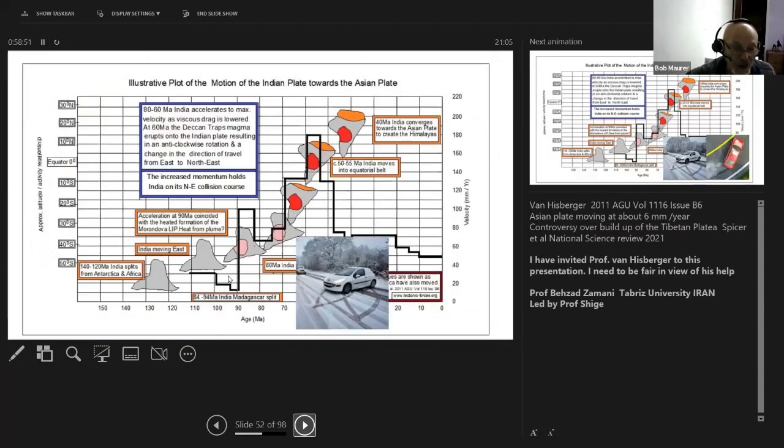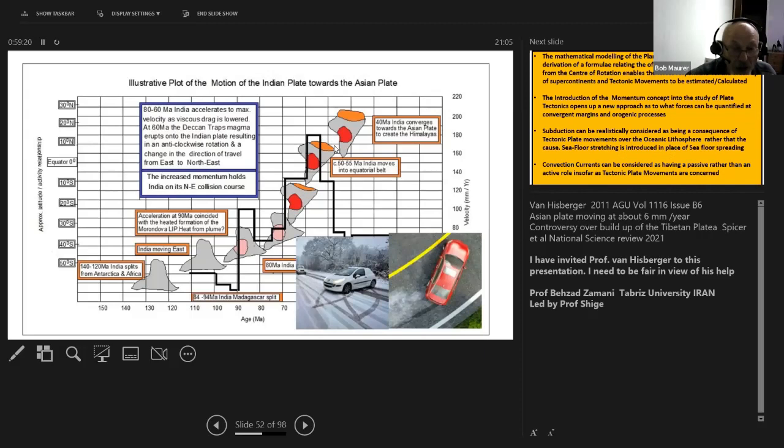Here is Professor Van Hinsbergen's. Here is the passage of India from 60 degrees south to 20 degrees north. There's the accumulated wedge which I've put in. This is my overlay on his drawing. Here it's going, it looks like it's accelerating at the heated formation, the Morondova plume, but then it suddenly has a deceleration, then acceleration when the Deccan Flats come in, another acceleration further on. And so I'm saying that there are no deceleration periods at this point.